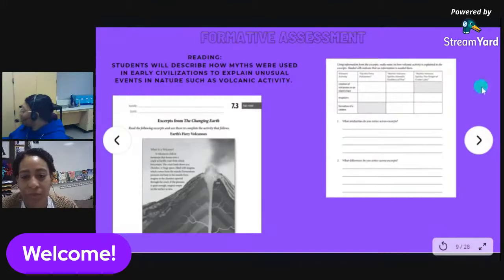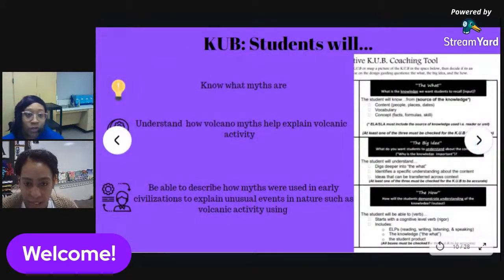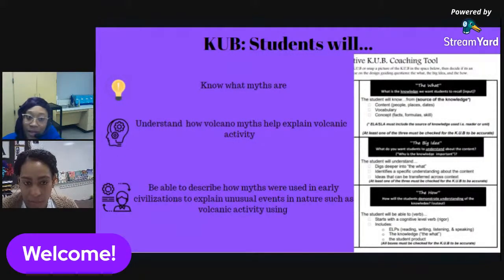Okay, so let's look at the KUB. Students will know what myths are. They will understand how myths help explain volcanic activity, and they will be able to describe how myths were used in early civilizations to explain unusual events in nature, such as volcanic activity, using, and I meant to put that activity page in there, activity page 7.3.